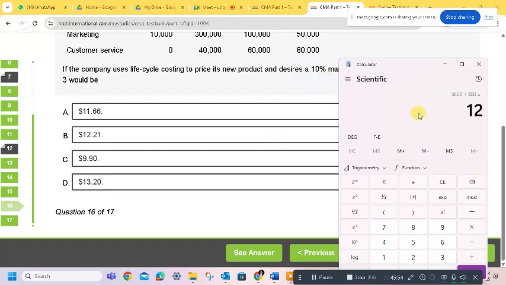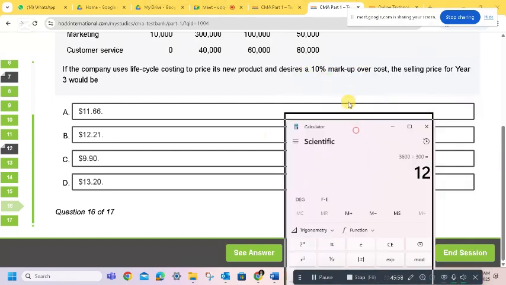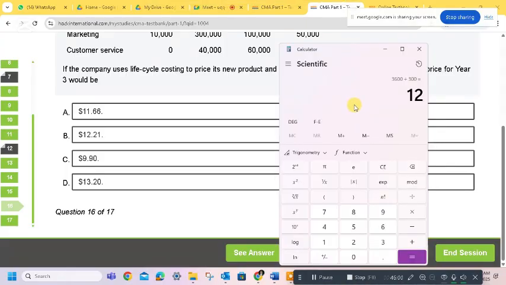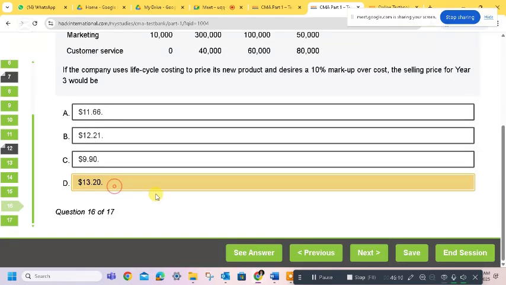Then they are going to add 10% margin to this. Margin, right? 10% markup. So on cost, you apply 10%. So the final price has to be this times 110%. 13.2 will be the answer.